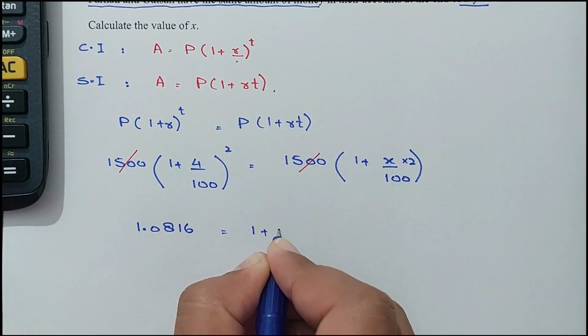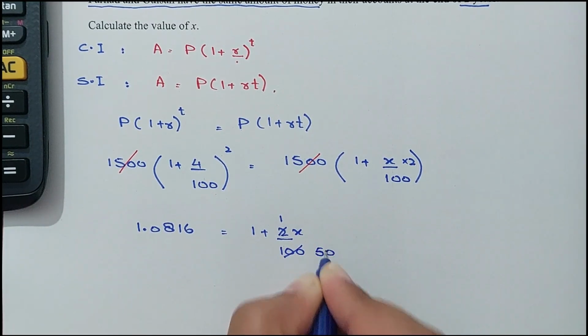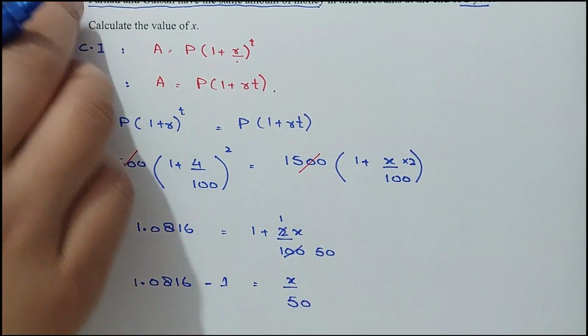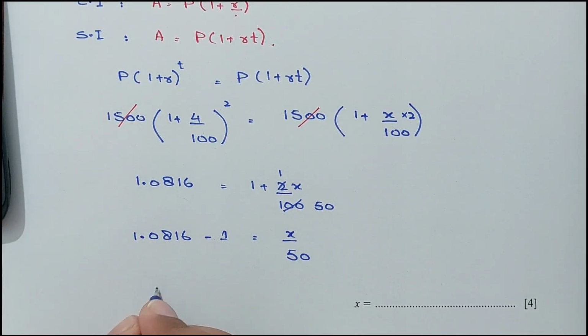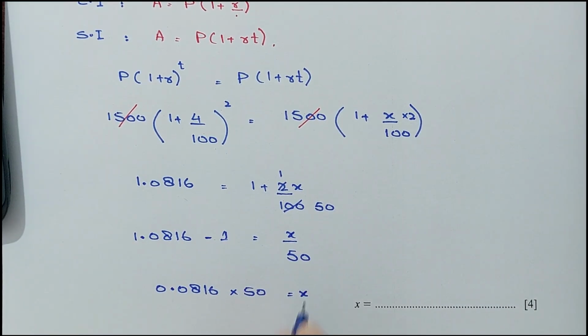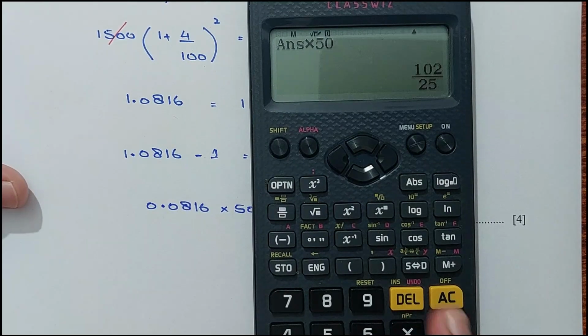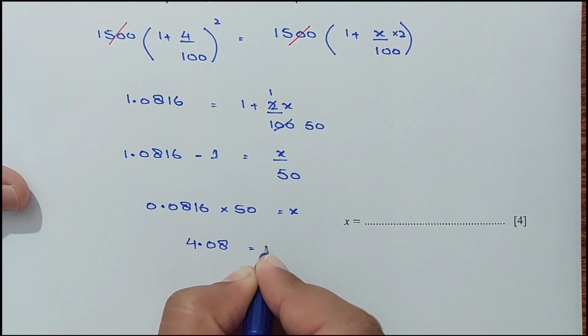And this is 1 plus 2x over 100. 2 times 1 is 2, 2 times 5 is 10, and 0. So 1.0816 subtract 1. This is going to be x over 50, because I just shifted this one. All right, so minus 1 is this much, 0.0816. Times by 50, that is the x. Okay, let me times it by 50. This is 4.08. 4.08 is the x value.